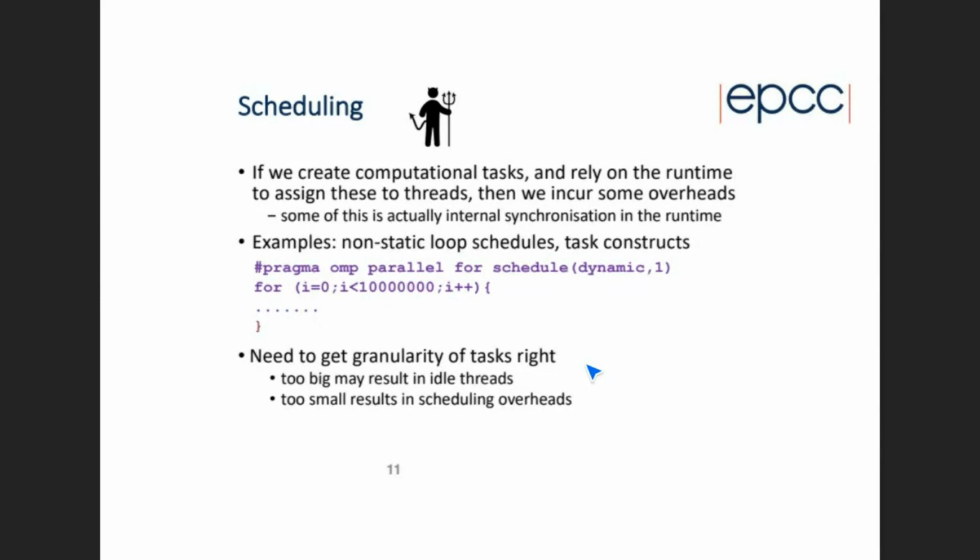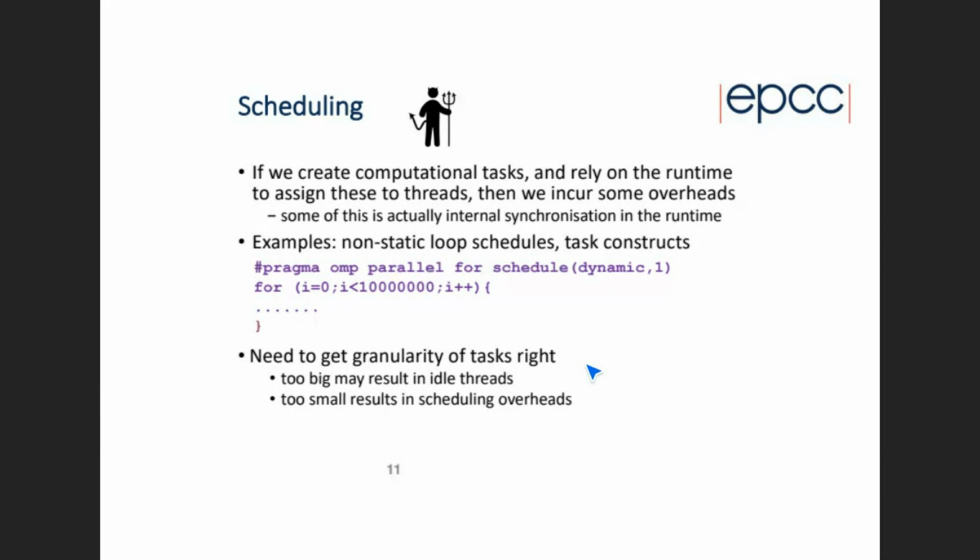Okay, if we have a small number of very expensive computational tasks, so the granularity is too big, then we may well end up with idle threads, because there isn't enough parallelism, or the load balance isn't good. On the other hand, if we end up with lots and lots of tiny tasks, then we might get very good load balance, but we also incur lots of overheads for scheduling all those tiny tasks.